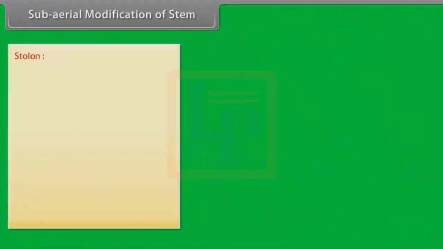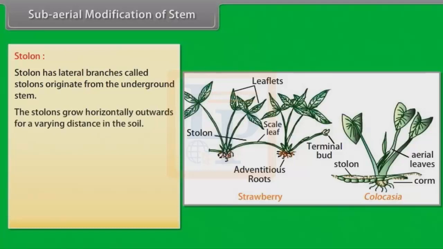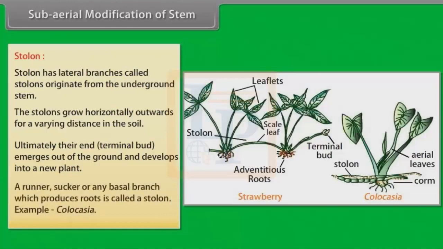Stolon. The stolon has lateral branches called stolons that originate from the underground stem. The stolons grow horizontally outwards for a varying distance in the soil. Ultimately, their terminal bud emerges out of the ground and develops into a new plant. A runner, sucker, or any basal branch which produces roots is called a stolon. Example: colocasia.